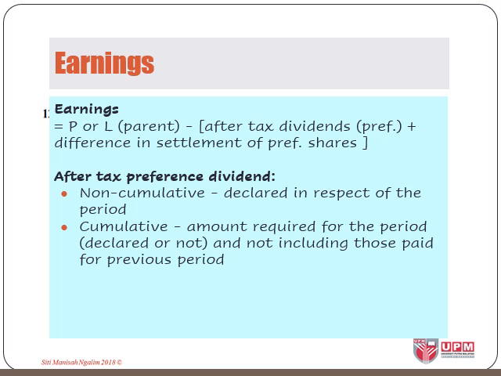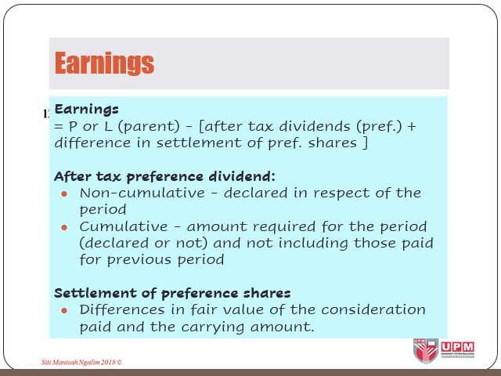For cumulative preference shares, we know that the dividend can be accumulated to the subsequent financial year. Therefore, the dividend should be the amount required for the period, either declared or not, minus those paid or declared in the current year but meant for a previous period. In short, we only concern ourselves with those relevant to the current period. As for the settlements of preference shares, this refers to preference shares that could be redeemed. So the difference between the fair value of the consideration paid for the redemption and the carrying amounts of the preference shares will also be deducted from the profit relevant for the calculation of EPS.